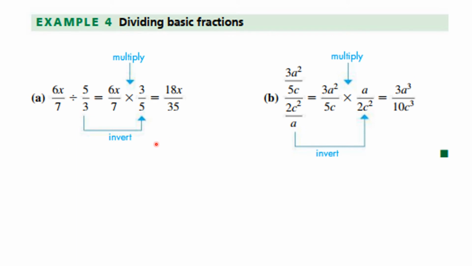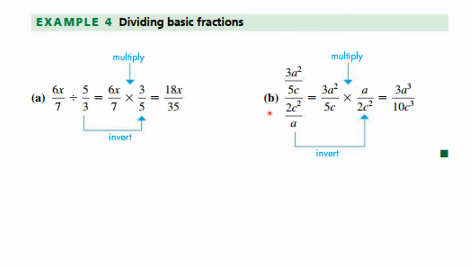Now we're going to look at some divisions. So here we have this fraction divided by this fraction. Again, there's 2 steps. You invert, so you change the 5 over 3 to 3 over 5, and then you multiply across the top and the bottom. We get 18x over 35. There are no common factors.